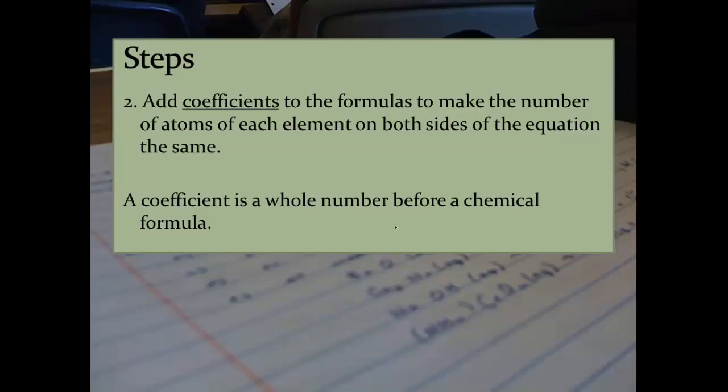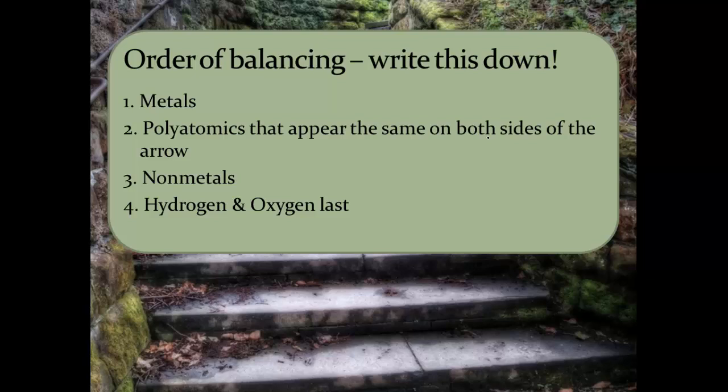All right, so once you have it all written correctly, you can actually start the balancing process. You essentially add coefficients to the formulas to make the number of atoms of each element on both sides the same. And remember, the coefficient is a whole number before a chemical formula. You can't put a coefficient in the middle of a formula, and I'll give you a bad example of that later. So you might want to write this down. This is not set in stone. This is just a suggestion.